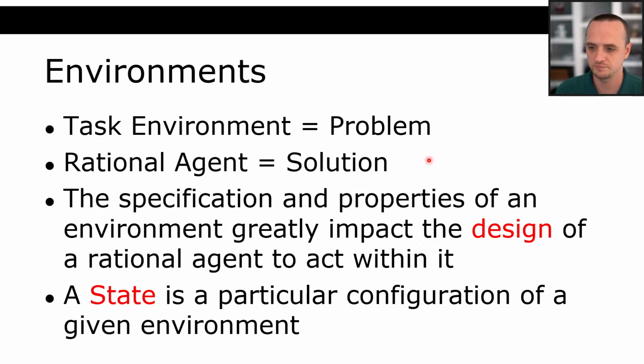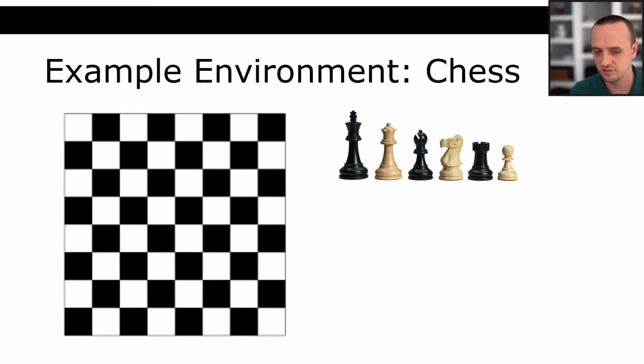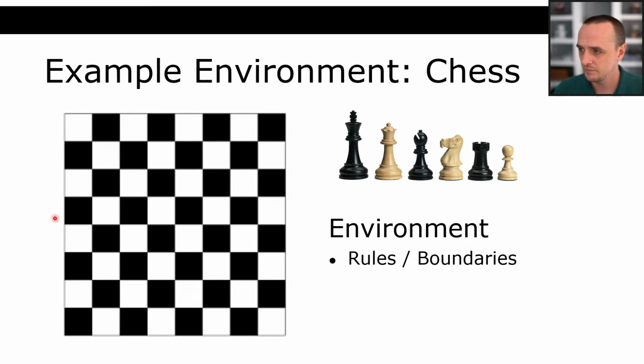And again, a state that we talked about is a particular configuration of a given environment at one instant in time. Okay, so here's the environment that you're going to get sick of, chess. The environment is defined by the board that pieces can go on, the number and type of pieces that can go onto the board, also the rules and the boundaries of the game itself, how pieces are captured, the type of legal action. So, for example, a bishop can only move diagonally, a horse moves in an L, whatever. I called it a horse. Oh my God, it's a knight.